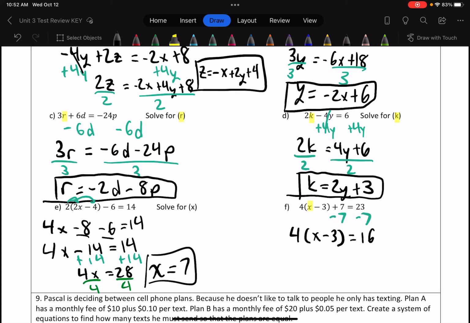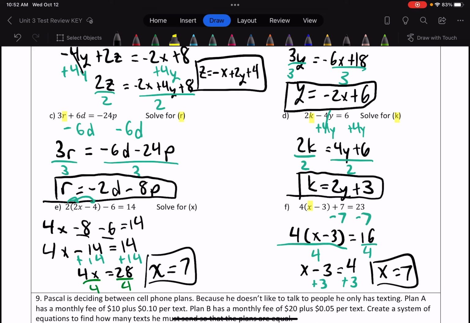That 4 is multiplied by every term on the left-hand side. Opposite of multiplication is division. So I'm going to divide both sides by 4. That gives me that x minus 3 is equal to 4. And so my last step is just to add 3 on both sides. So x equals 7.